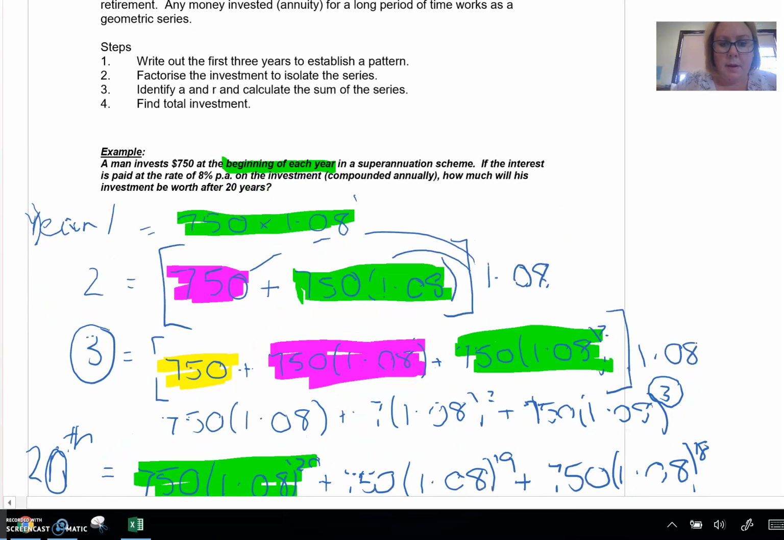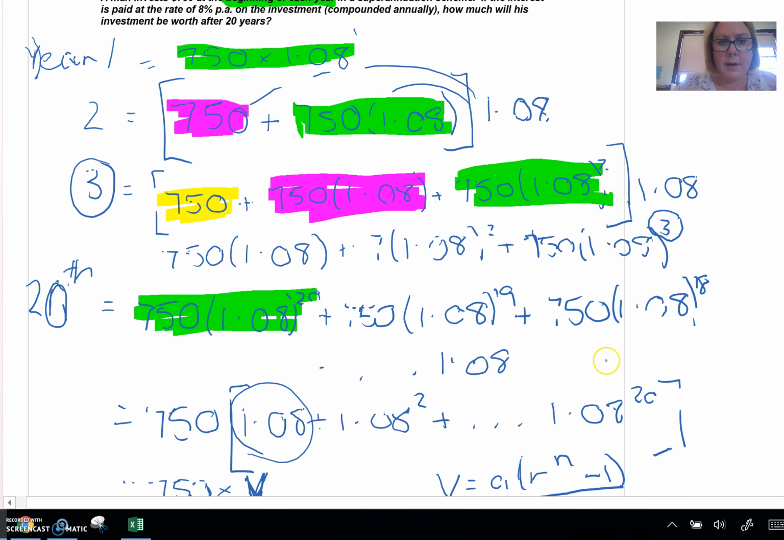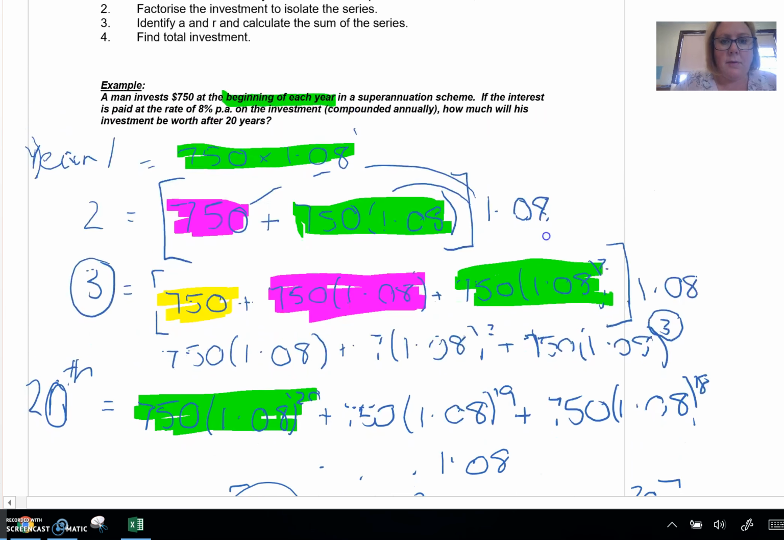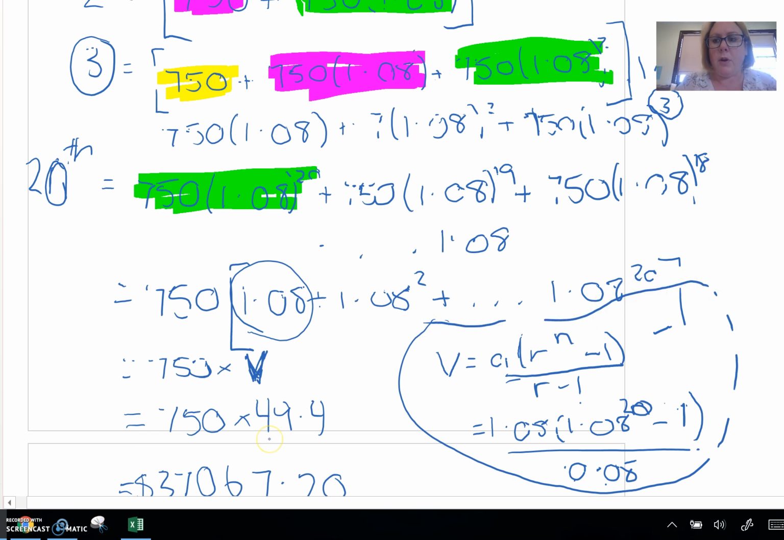Now if we go back up to the steps, it says write out the first 3 years to establish a pattern. We did that. Factorise the investment to isolate the series. We've done that. Identify A and R and calculate the sum. That will always be over here as something separate. Work out the final payment. I will do a whole heap on the board, so don't panic.